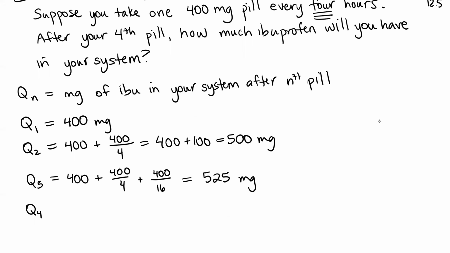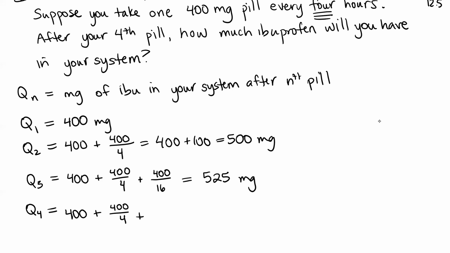All right, now finally we can get closer to our question. Our question was, after your fourth pill, how much ibuprofen will you have in your system? So now we can calculate Q4, and we're starting to see the pattern here. So Q4 is the amount of ibuprofen in your system after the fourth pill. So we need to take the amount from the fourth pill, which is 400. Then we'll add on the amount left over from the third pill, which is 400 divided by 4.